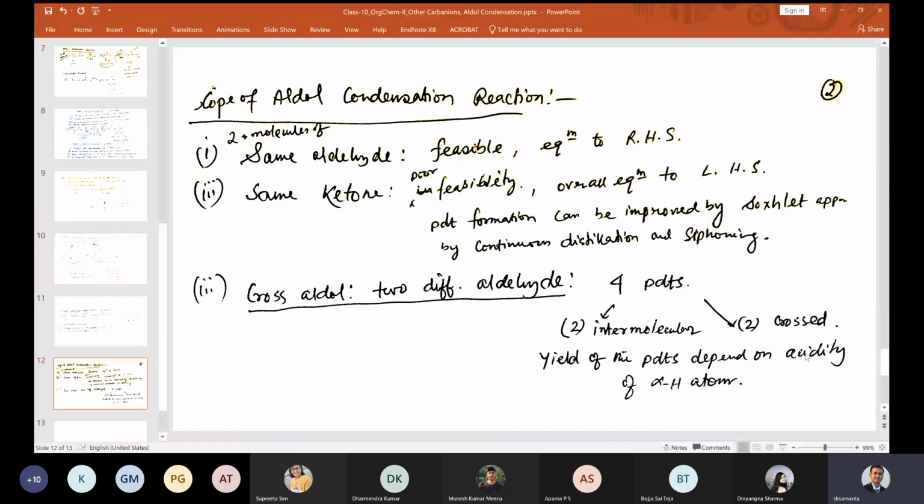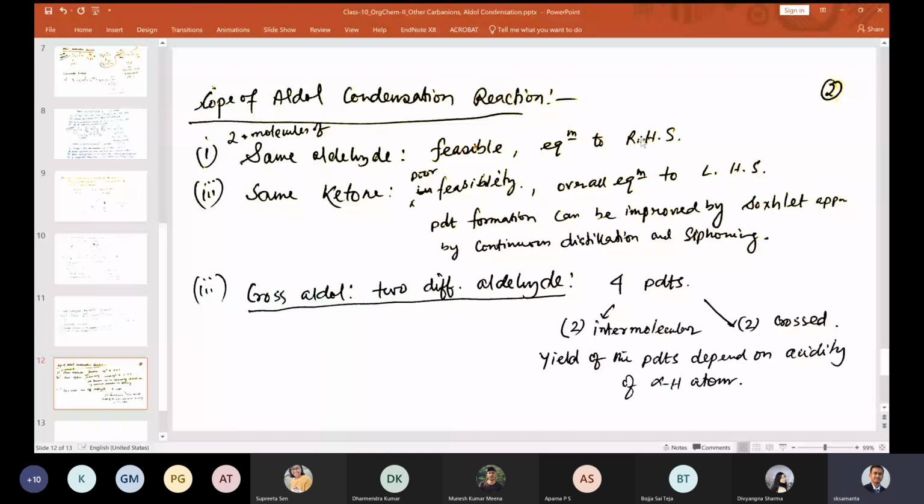Okay, so this is the last one. Now, what is the scope of aldol condensation reaction? There are many varieties of aldol condensation that we will see next class. But there are a few things that we have to see. When it is the same aldehyde, that means the two molecules which are reacting are the same, in this case, like for aldehyde, the reaction is feasible. Equilibrium is shifted to the right hand side. That means the equilibrium is lying more towards the product formation, correct, for aldehydes.